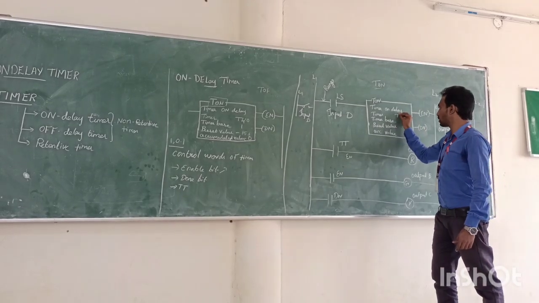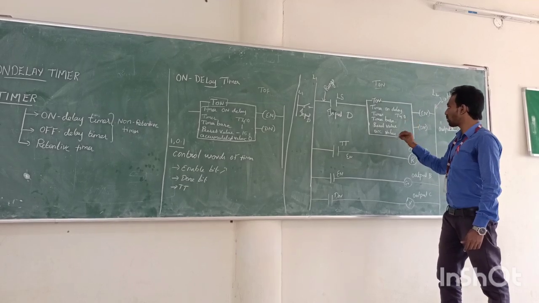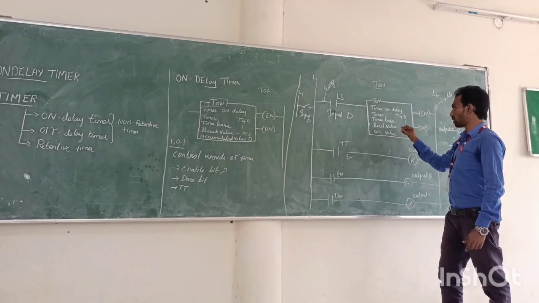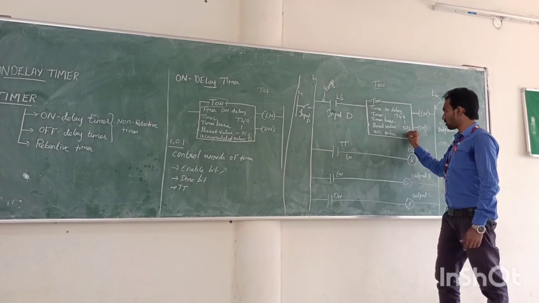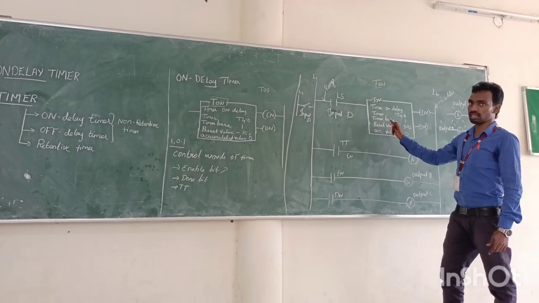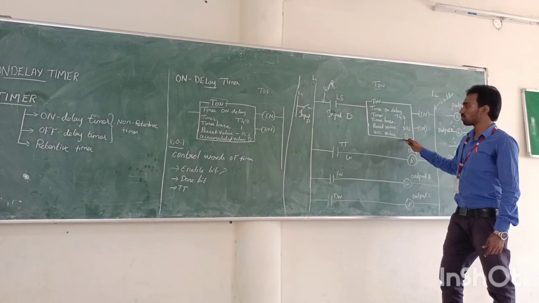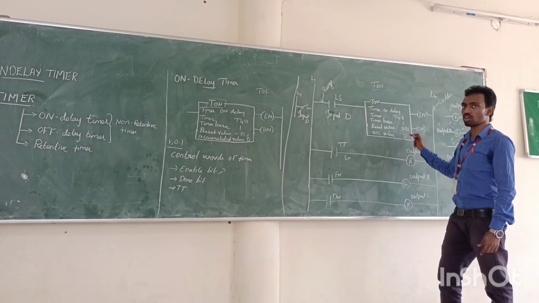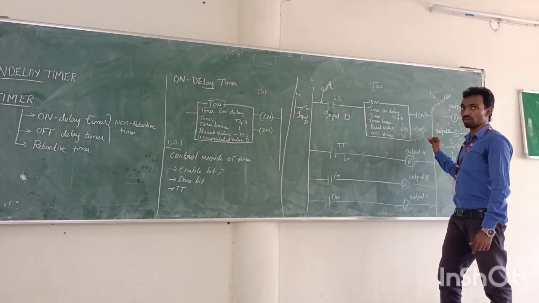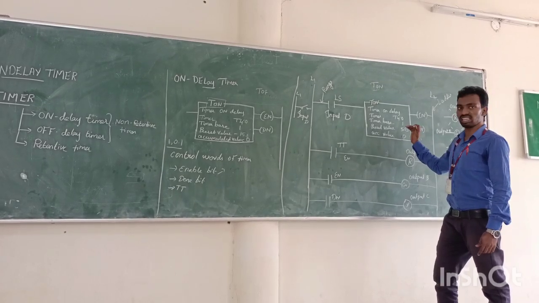Here we are using T4:0 as the timer address, and the timer base we are using is 1, the preset value 50, and the accumulated value we are entering as 0. When the power supply reaches the timer, the accumulated value starts timing. For every second, the accumulated value increases from 1, 2, 3, like that, until it reaches the preset value.